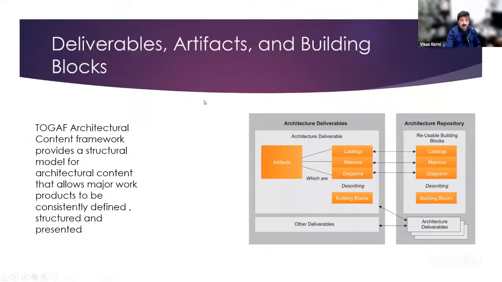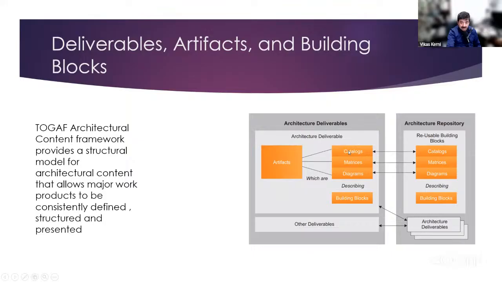So out of these phases, when we are documenting business requirements, doing the gap analysis, coming up with the new application, data storage, and infrastructure needs, we are going to produce a lot of diagrams. The TOGAF architecture content framework provides a structured model for architectural content that allows major work products to be consistently defined, structured, and presented. So we're going to produce a lot of artifacts during these phases.